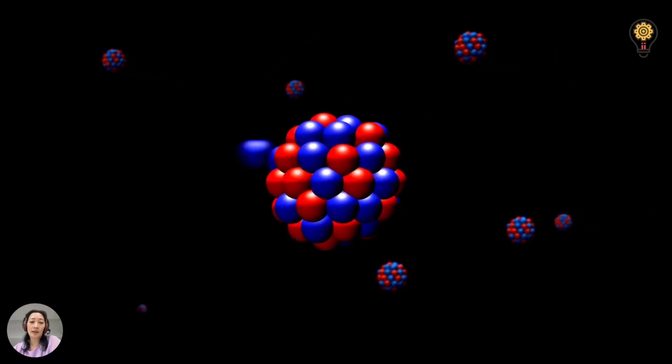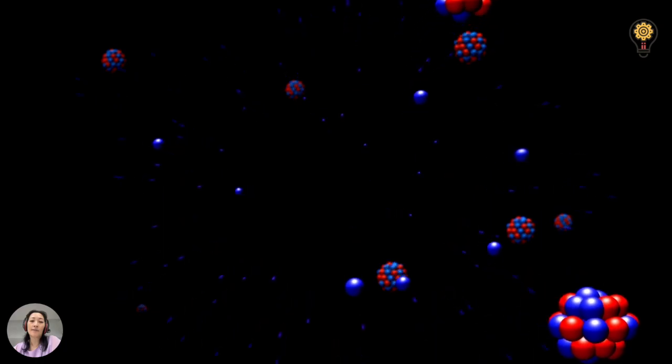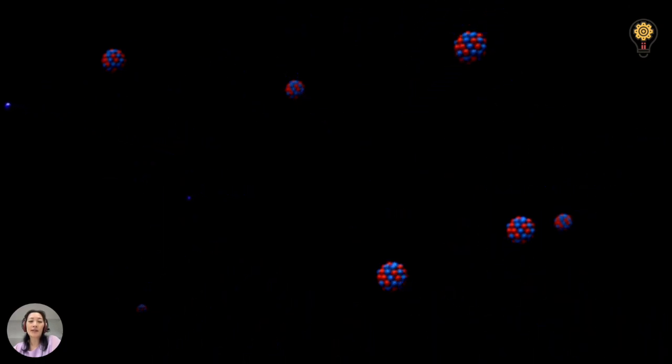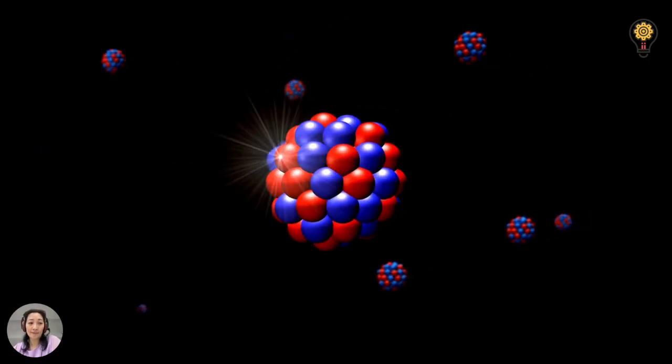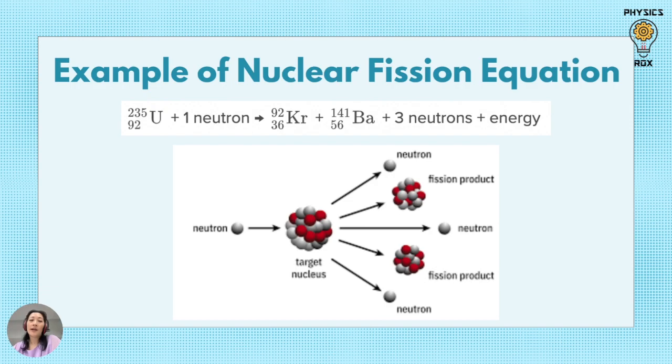So here we have a large nucleus that's just been hit by a neutron. And as you can see, it splits into two smaller nuclei and a few random neutrons were also released. Now, an example of a nuclear fission reaction is this one with uranium. This could happen with uranium-235 or uranium-238 isotopes. There are also other elements with which nuclear fission can happen, for example, plutonium. But typically in your syllabus, we focus on uranium.